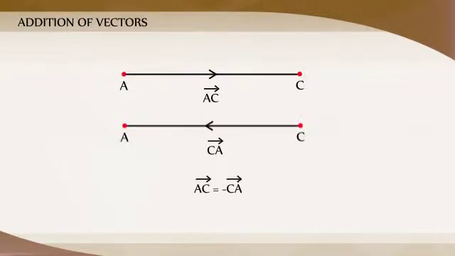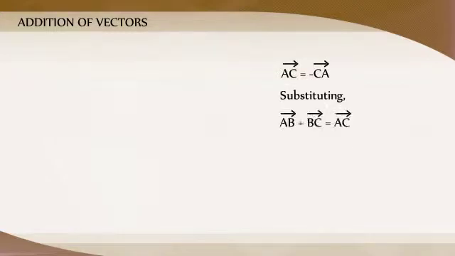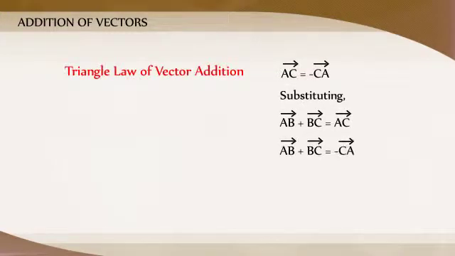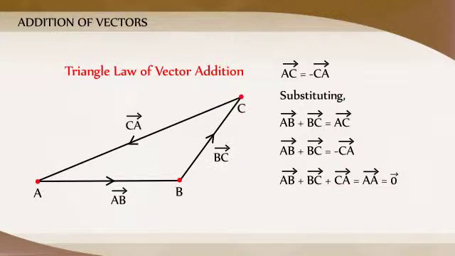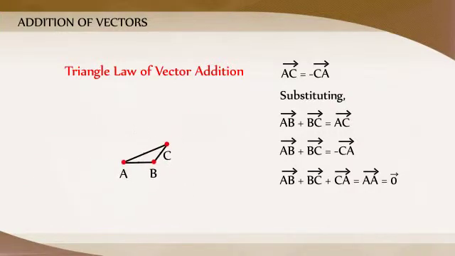We know that vector AC is equal to negative of vector CA. Substituting this value in the triangle law of vector addition, we get AB vector plus BC vector plus CA vector is equal to vector AA, which is equal to 0. That is, when the sides of a triangle are taken in order, it leads to 0 resultant as the initial and terminal points coincide.